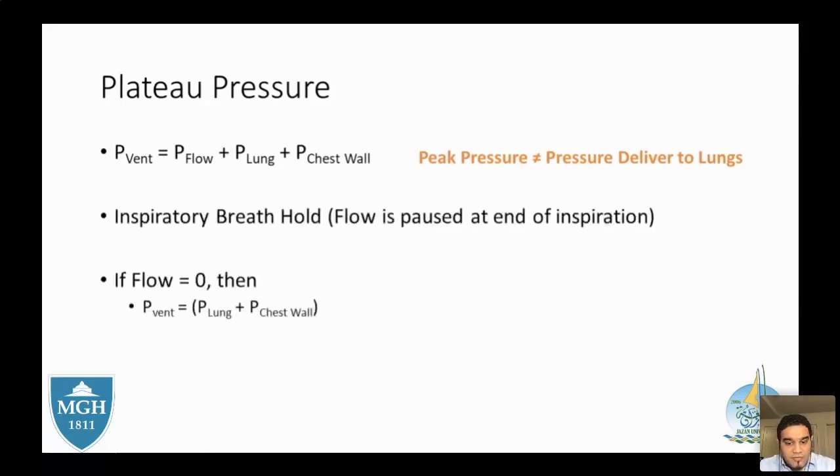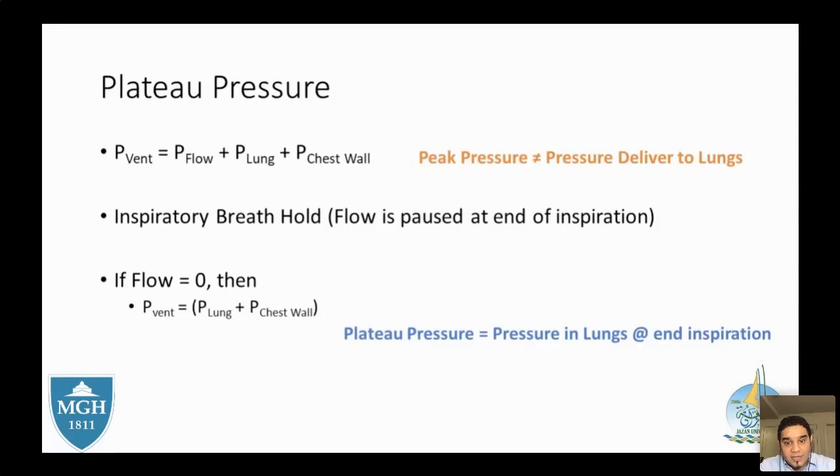However, if flow is stopped at the end of inspiration, which I'm going to show more pictures of so you can understand, which is called the inspiratory hold breath, pressure can be allowed to equilibrate throughout the rest of the lung system. Then the pressure at the ventilator will equal the pressure in the lungs. This is called the plateau pressure.